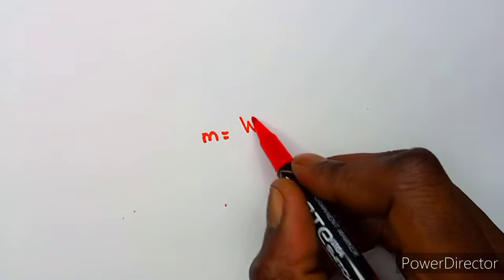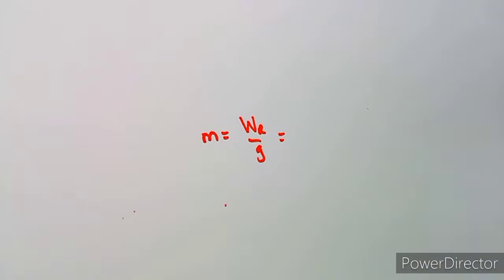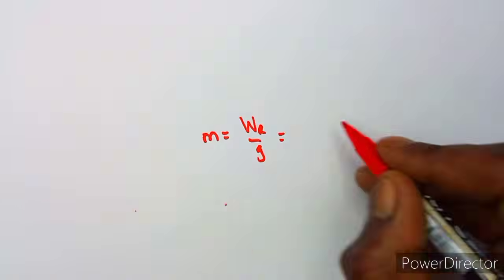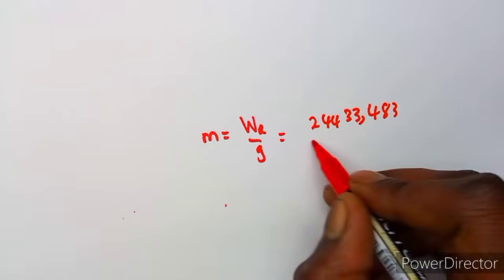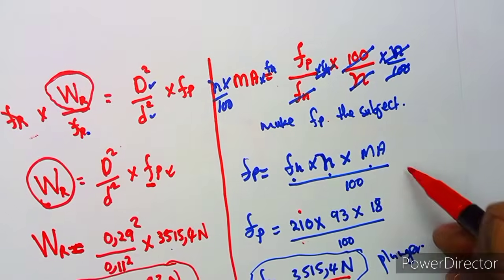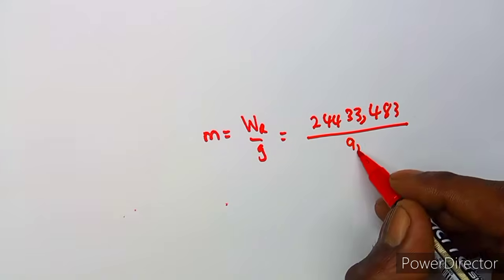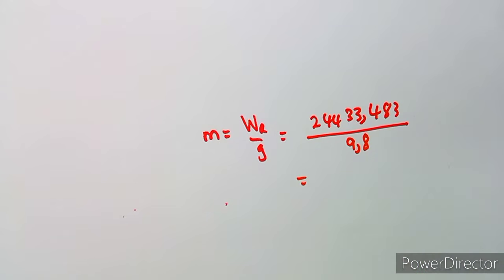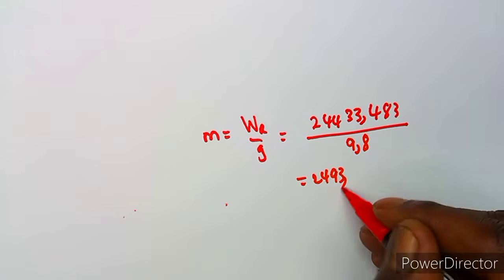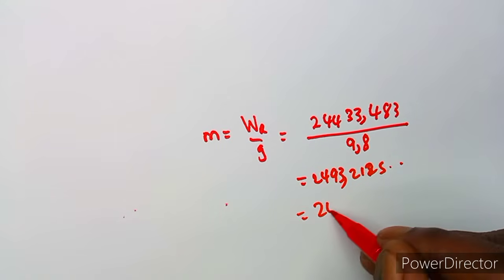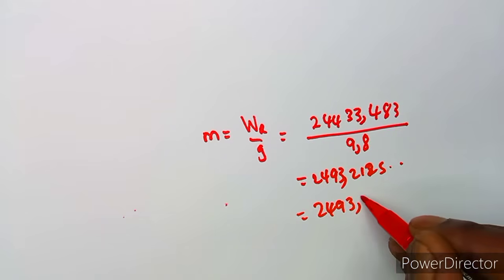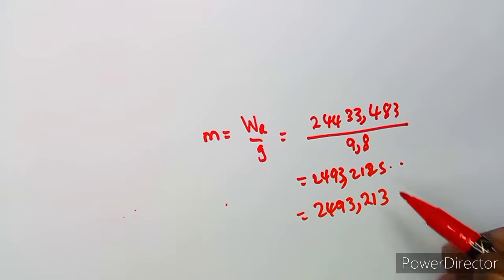Since we said your mass is given by this formula, that is your answer now, guys. So just substitute this value, 24433,483, or just the whole value as it was before. Then where are you going to have your g? Remember, this is your gravitational acceleration of 9,8 meters per square second, and this will give us something like 2493,213, which is in kgs.